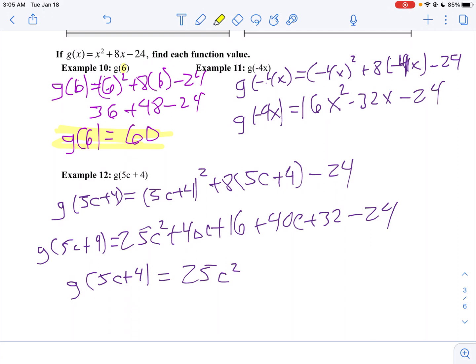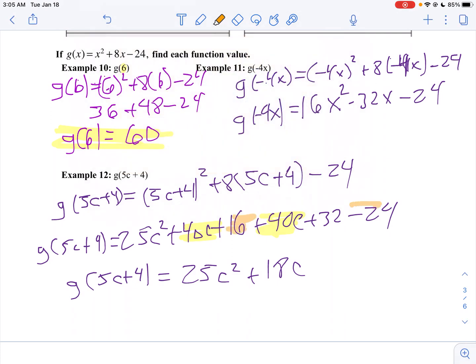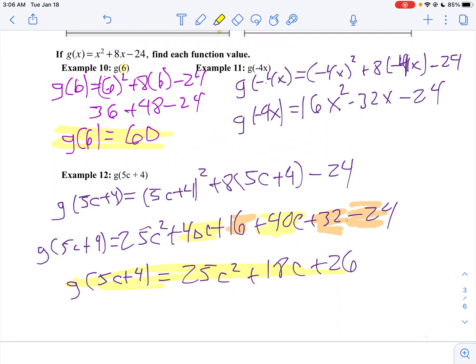Now let's combine our c's, so we get 40c and 40c. That would be 80c, so plus 80c. And then finally, if we take 16 minus 24 plus 32, well, 16 plus 32 is 48. Minus 24 would be a positive 24. So just combine your like terms. And then there's our answer. That's g of 5c plus 4. So it's pretty straightforward. You just replace the variable with what's inside the parentheses.